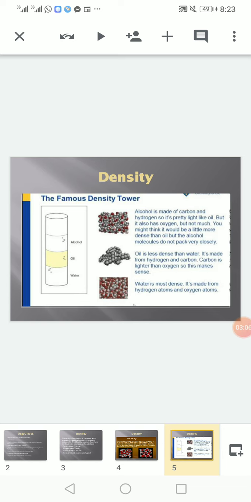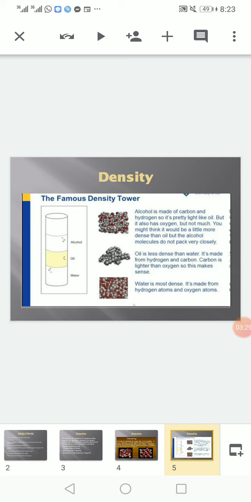Now, water is most dense. It's made from hydrogen atoms and oxygen, so it is denser. If you study this density tower, you will see that the lighter substances are always at the top, and the denser substances are always at the bottom. Alcohol is less dense than oil, and oil is less dense than water. It means that out of the three, water is the most dense.